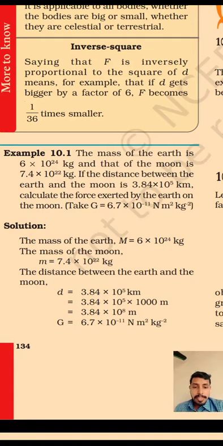We will get meter. How much? We want to multiply with 1000. That's it. Okay, 1 kilometer is 1000 meter. So we want to multiply with 1000. So we will get 3.84 into 10 raised to 8 meter.